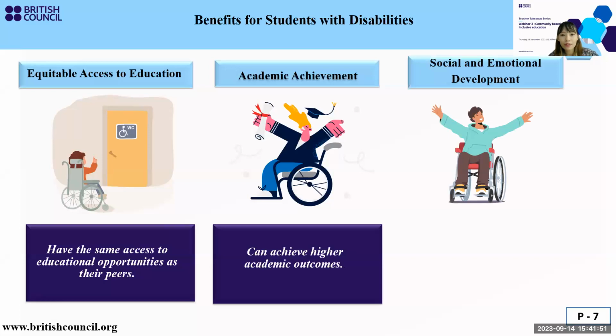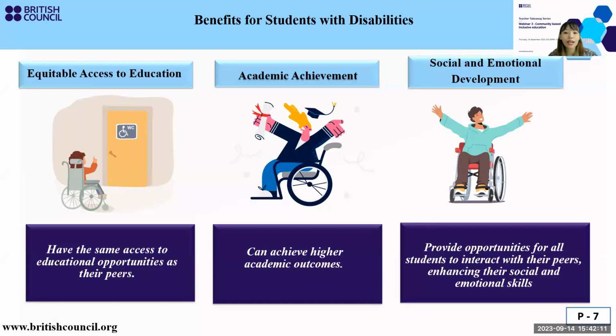And the third one is that they can develop their social and emotional skills. Inclusive education settings provide opportunities for students with disability to interact with students without disability, enhancing their social and emotional skills. So this interaction fosters assistance.